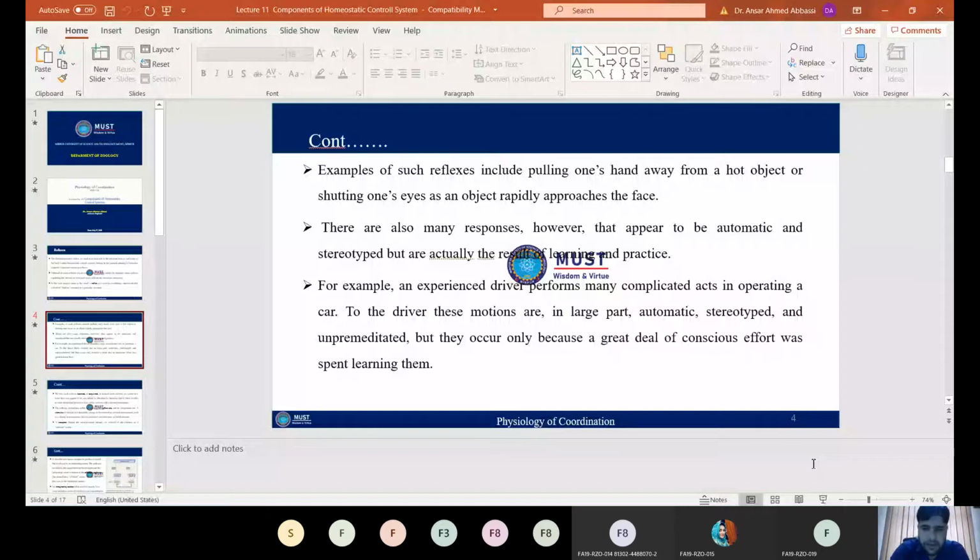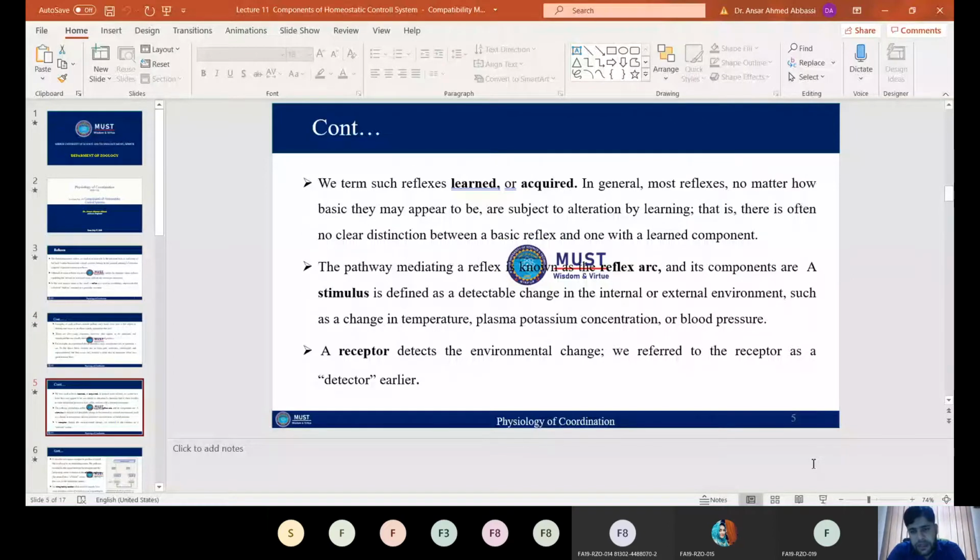Although they appear involuntary or unpremeditated, actually they are a result of learning and practice. So this is another type of response, reflexes which appear unpremeditated and unlearned, but actually are due to practice and learning. Such reflexes will be called learned or acquired reflexes. The first type of reflexes will simply be called reflexes because they are unpremeditated, inbuilt responses shown by the body. But the second type, which are a result of practice or learning and are acquired by our body, will be called learned or acquired reflexes.